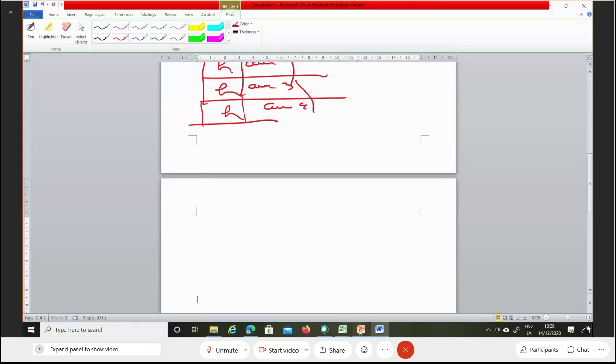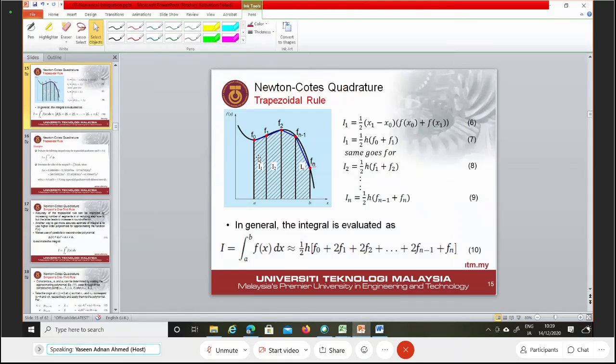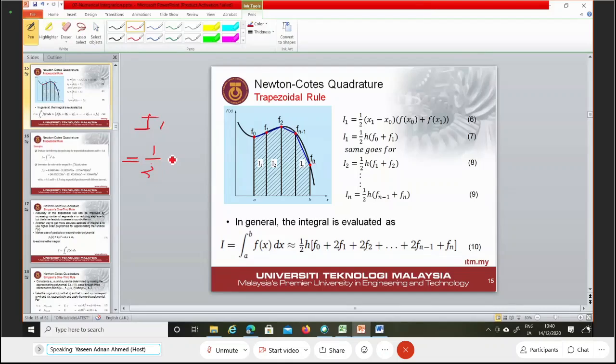Okay, so in case of trapezoidal rule, we have this ordinate. Right? So we can get the area for one trapezoid, half of f naught plus f1 multiplied by h. So if I consider I1, how to write I1? I1 will be half of this. For example, this is x naught, this is x1.